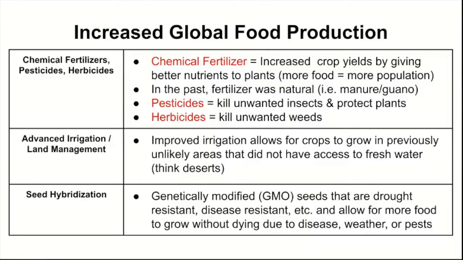Does your parent or guardian wash the fruit when they come home, or rinse it in some kind of a pesticide killing chemical, right? Advanced irrigation and land management we talked about already allows for crops to grow in previously unlikely areas like deserts, right? Seed hybridization, genetically modified GMOs. We know all about that, or at least you should, right? Drought resistant, disease resistant, food that can grow virtually anywhere.